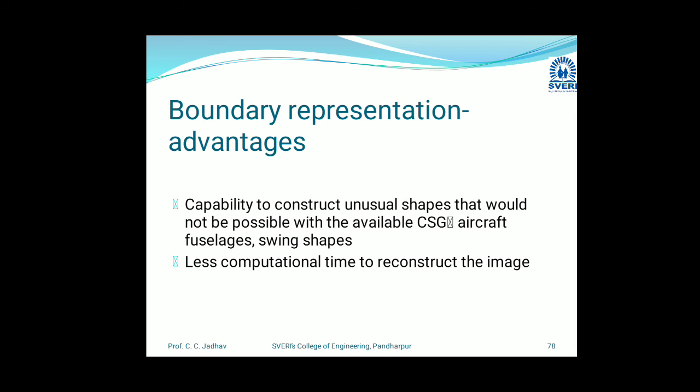Then what are the advantages of just giving numbering to the boundary surfaces as 1, 2, 3, 4, 5, 6? The capability to construct unusual shapes that would not be possible with the available CSG, such as aircraft, fuel gases, swing shapes. By giving numbering to the surfaces, it will be easy for assembly, easy for joining new shapes onto the previous shape. So it will be easy to join different parts. That is not possible in CSG. That's why we are moving towards boundary representation. That is the most important benefit of this solid modeling.